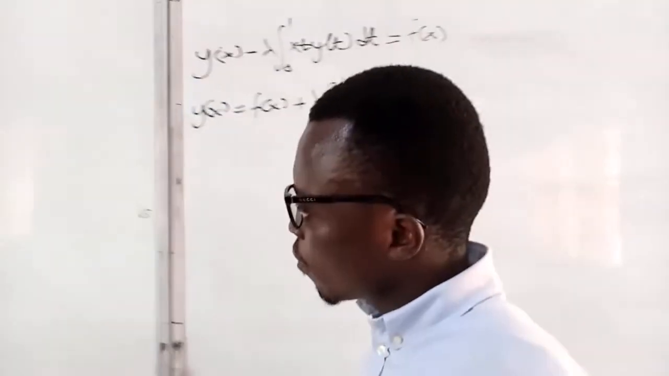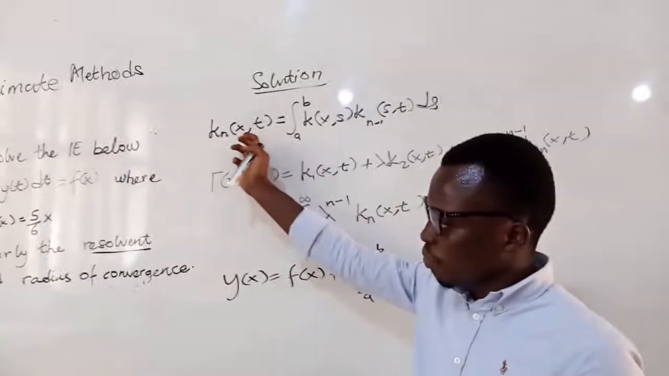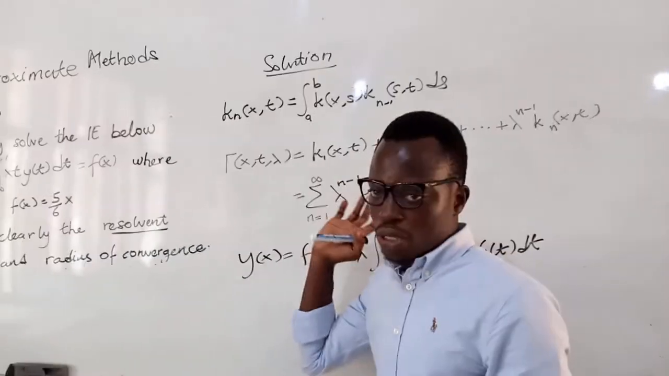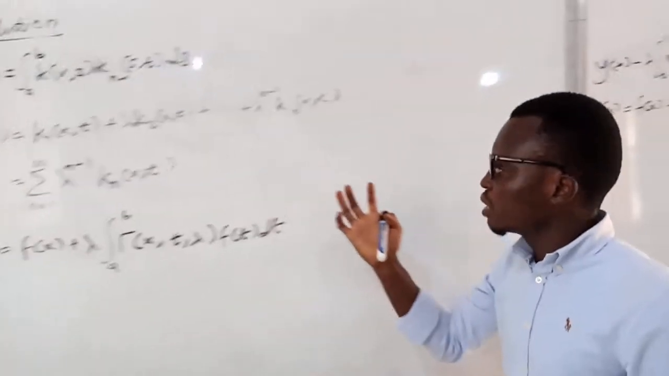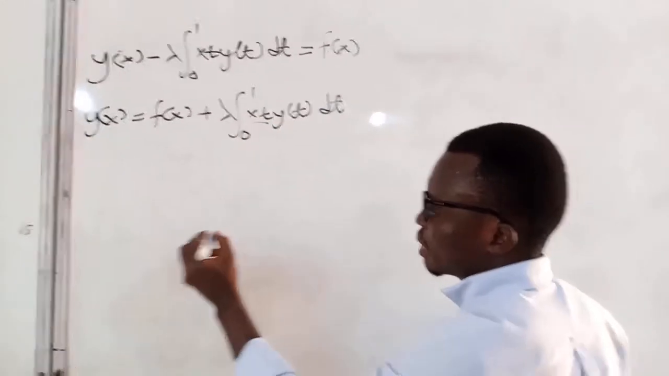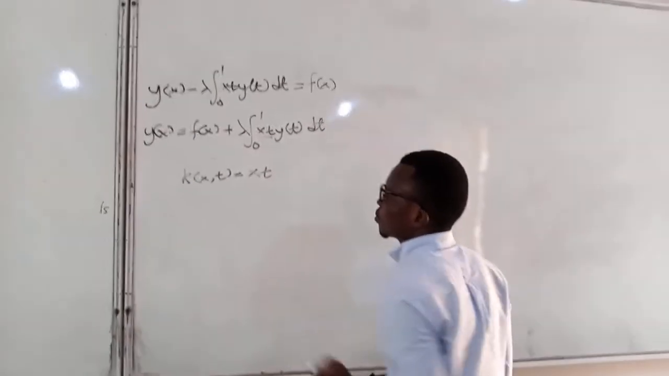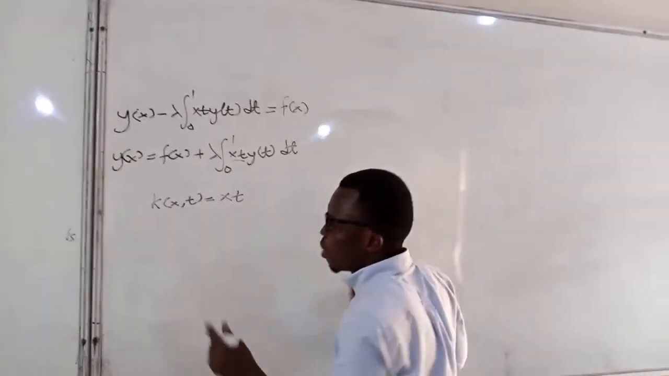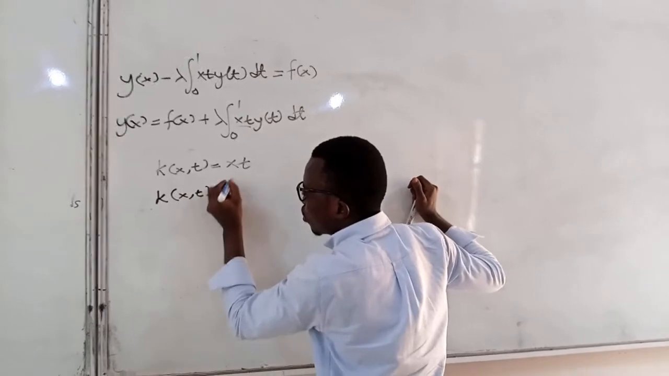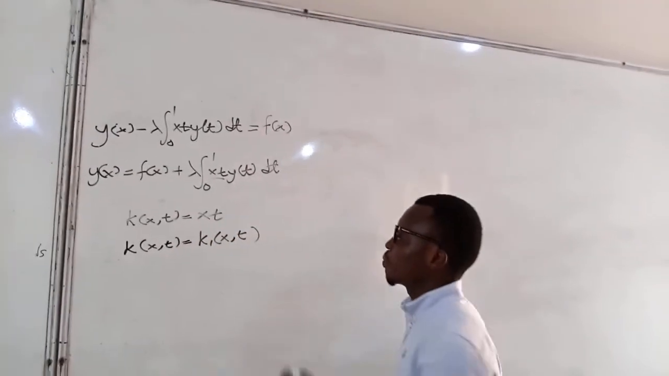Now, from this relation, let's generate our first kernel, which is K1. In the previous video, we said that K1 is the same as our original kernel. So let's look for our original kernel from this integral equation. Our original kernel is given as s t. K of s,t is equal to s t. And we are saying that K1 is the same as our original kernel. This implies that K of s,t is equal to K1 of s,t, which is equal to s t.